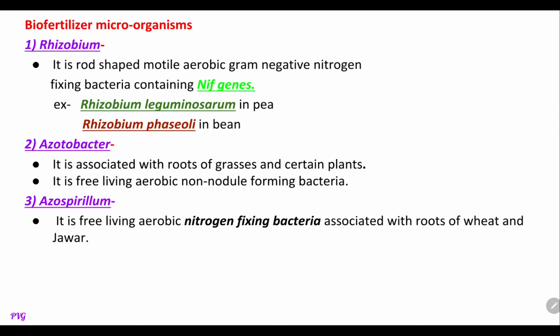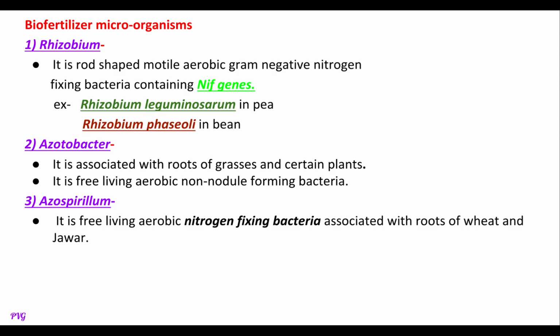For example, Rhizobium leguminosarum in the pea plant, and another one in the bean plant. Pea and bean, these are the two varieties, Rhizobium phaseoli. These are the two examples, specific bacteria found in bean and pea.